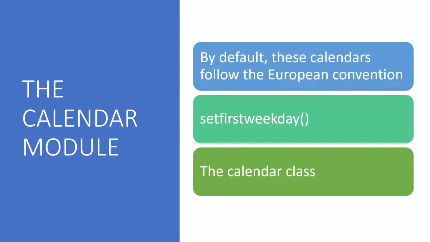But now to the calendar module, and the calendar module allows us to work with calendars. By default, Python calendars follow the European convention, where the start day of the week is Monday and the end day is Sunday. Having said that, you can use the method setfirstweekday to change that start day of the week to any day you like. To do that, we need to create an instance of the calendar class.